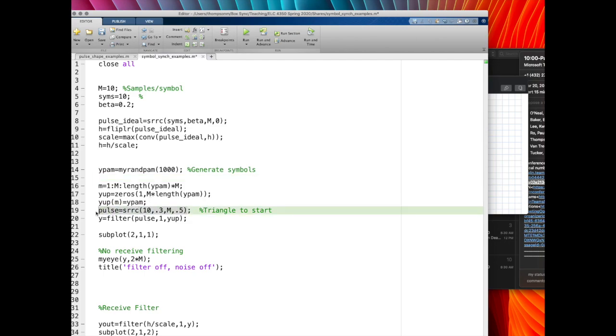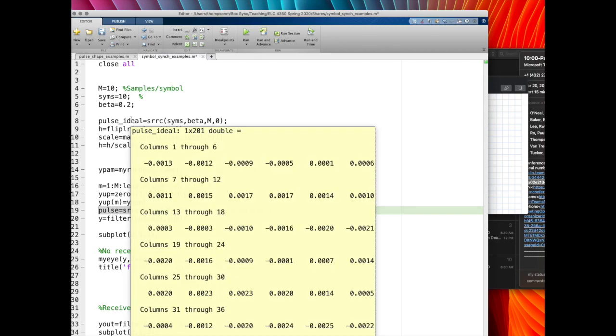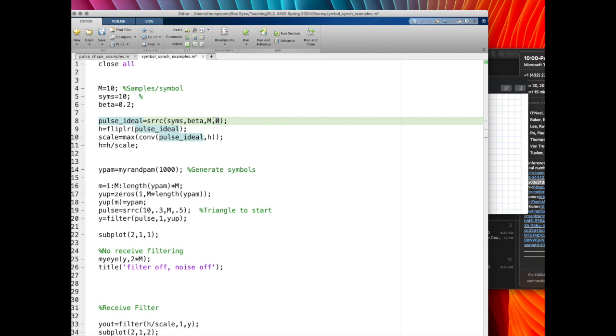So here's a different step. Before, I had an ideal pulse with 0 offset. Now I'm generating a pulse with an offset of 0.5 samples. Not a whole sample, a fractional sample of an offset. And you can imagine how that would work.